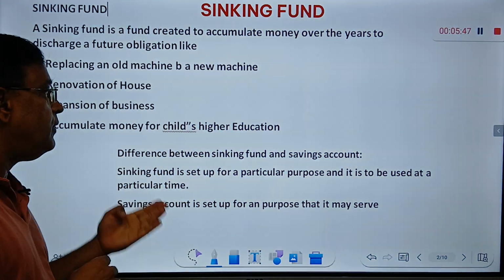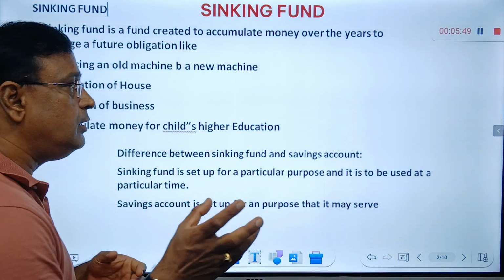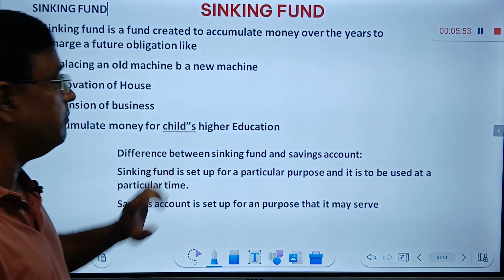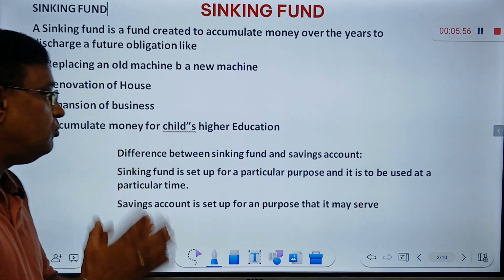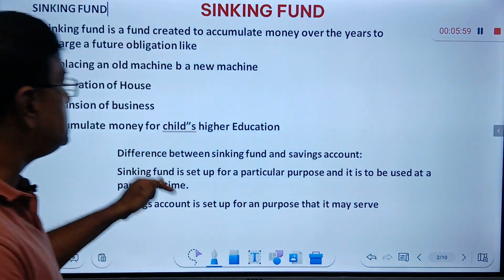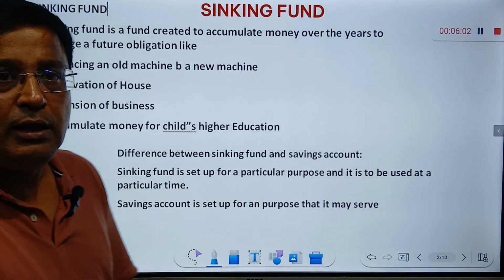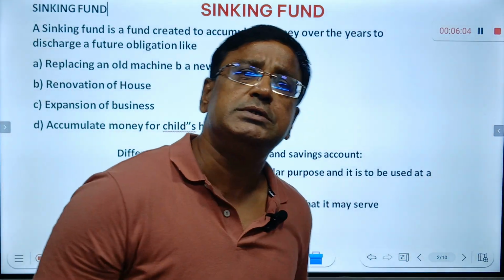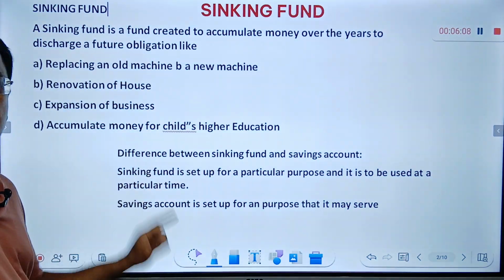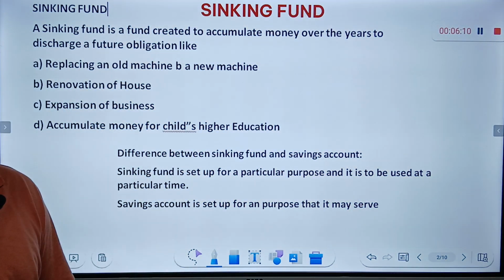In a sinking fund, the money is accumulated for a particular purpose and for a particular time. Whereas in a savings account, you do accumulate the money, but you can use it for any purpose, any time. So there is a difference between a sinking fund and a savings account. I hope you understand the difference.